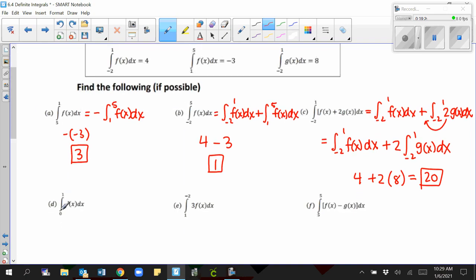All right, D, we're going from 0 to 1 of f of x dx right here. So if I'm looking at these three integrals, there is no 0 on any of my bounds here. I've got a -2 to 1 and then 1 to 5. So I need to somehow split this one, but I don't know how I can split that. So with the information that we are given, this one is not possible to find. So I'm going to say not possible with the given information.